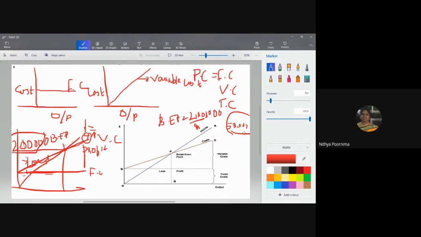Has everybody got it? Ma'am, what is the 2 lakh here? Is the 2 lakh the complete cost before the investment is made? Yes, ma'am. So now, for the same thing, I will clear all this mess here.